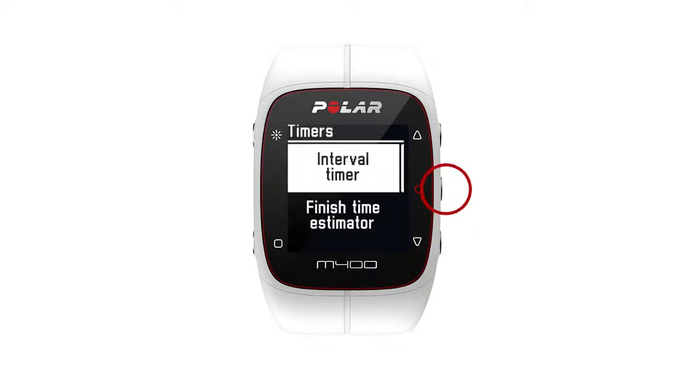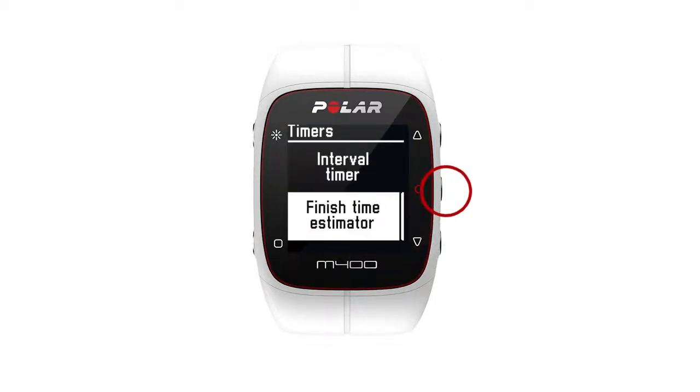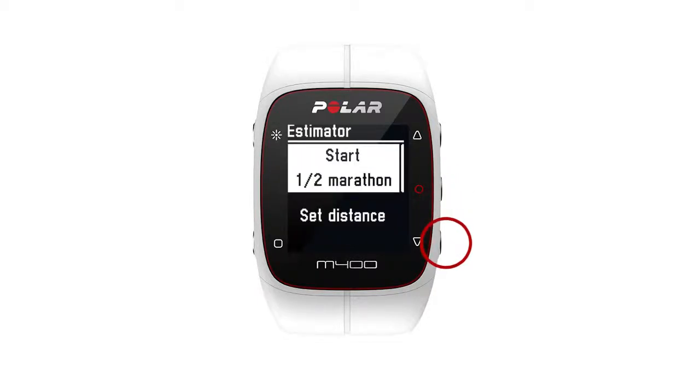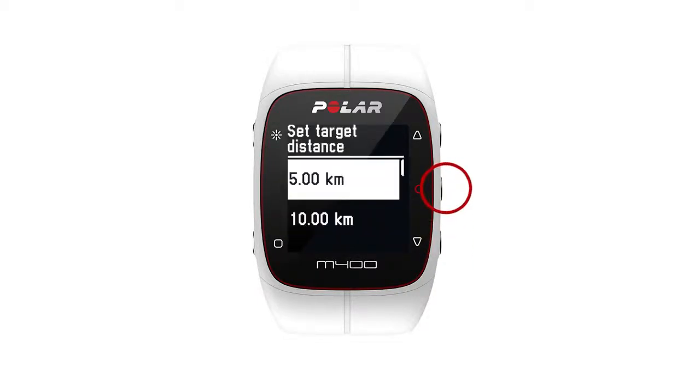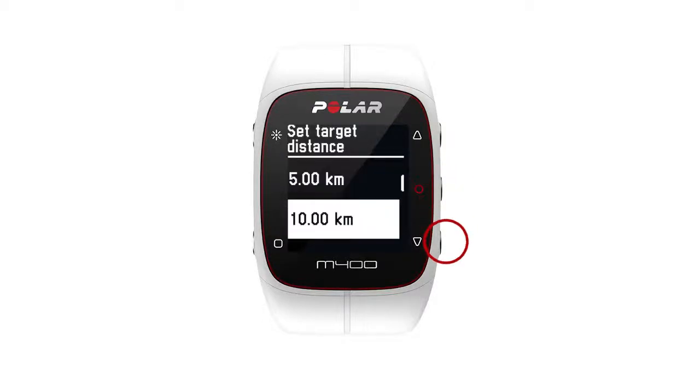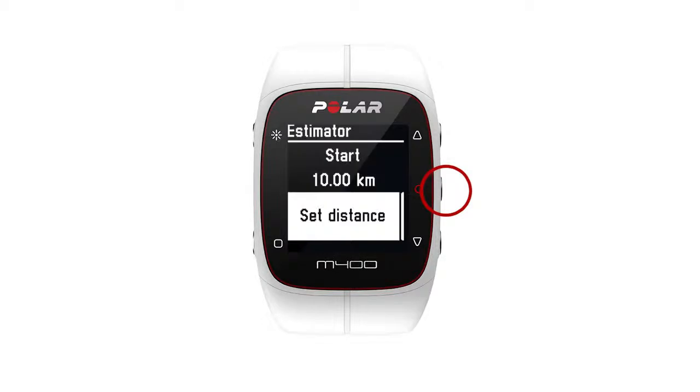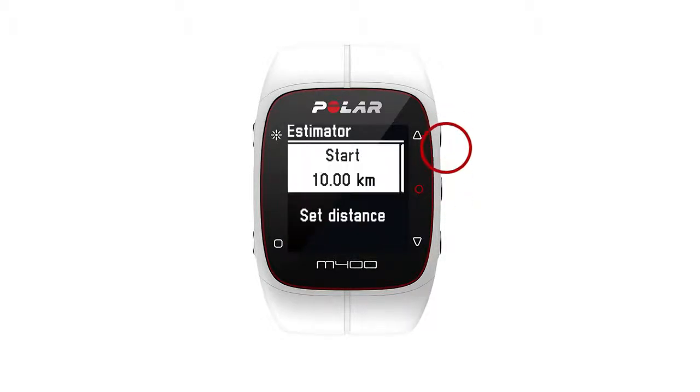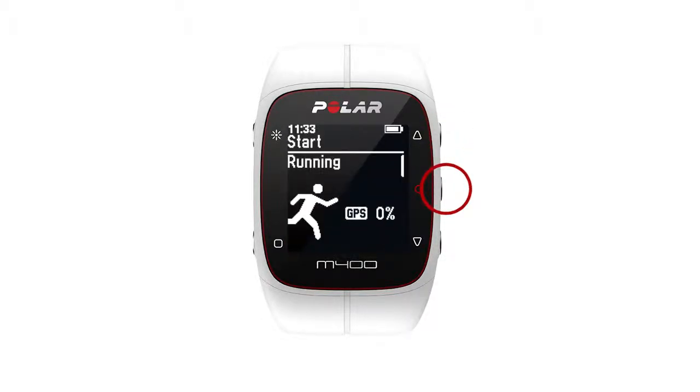Now go to Timers, Finish Time Estimator. To set a target distance, go to Set Distance and choose 5 kilometers, 10 kilometers, half marathon, or marathon. You can also choose Set Other Distance. Then select Start, choose your sport profile, and wait until the GPS status is OK.